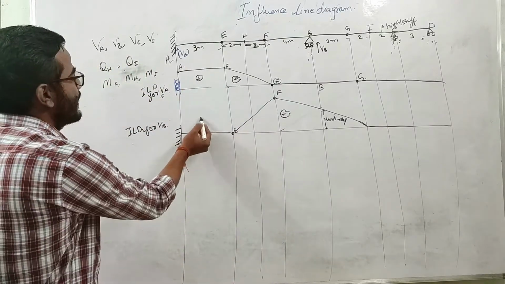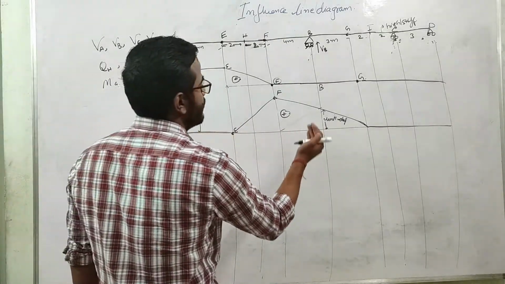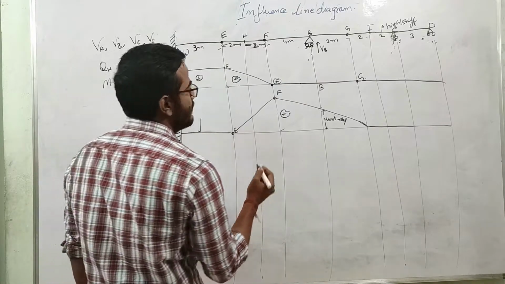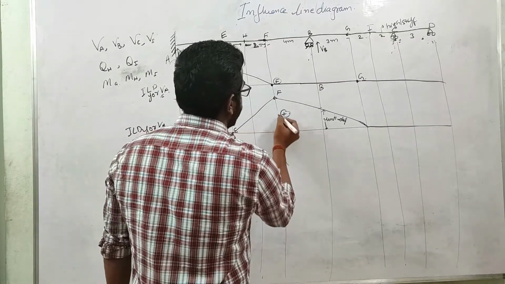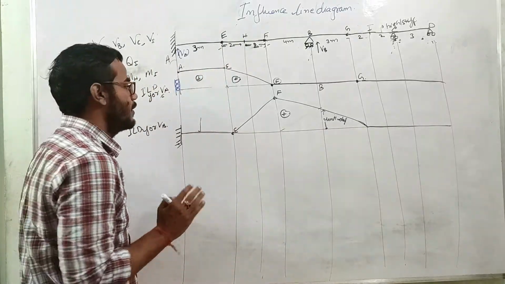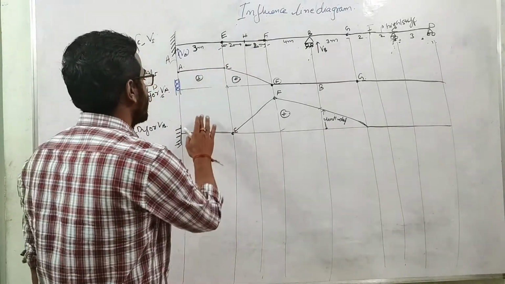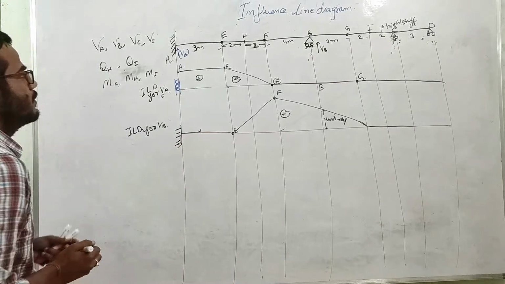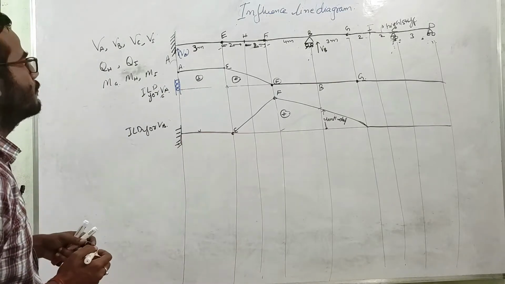So if the unit load is acting at this point, then the VB will be 0. And you can easily find the ordinates by using the concept of similar triangles. That thing I'm not doing over here. If you have any doubt, you can write in the comment section. So this completes our influence line diagram for VB.